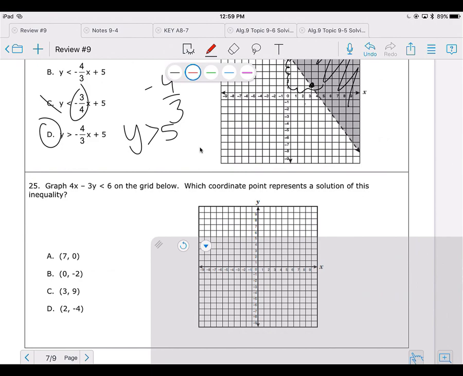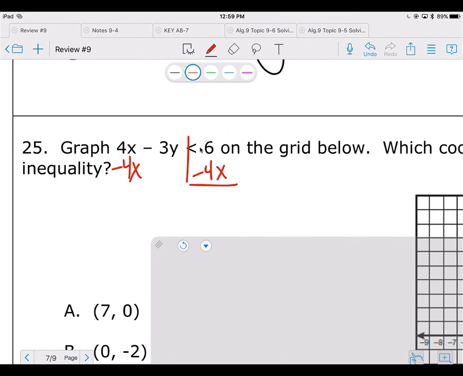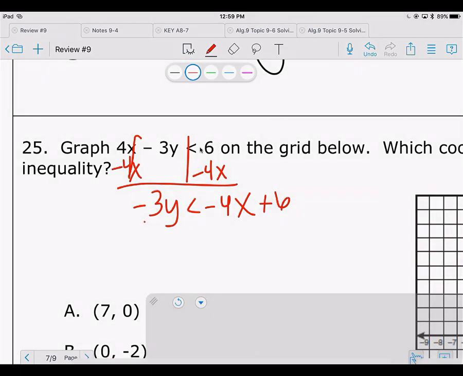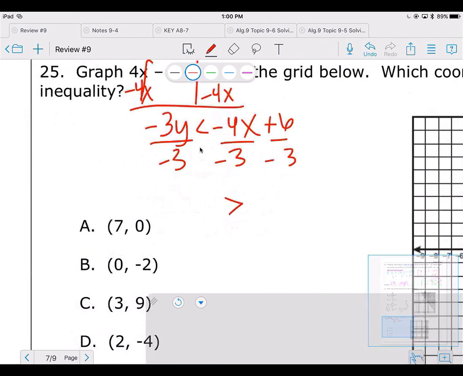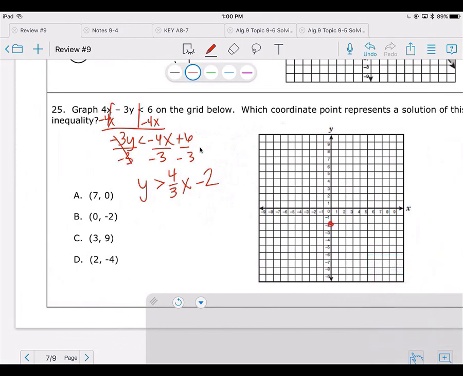25 asks us to graph the inequality on the grid below and then pick a solution. So we subtract 4x from both sides in order to solve to graph. Divide everything by -3. Because I am dividing by -3, my sign is going to flip. 4 divided by 3 is 4/3, and then -2. So I go down to -2, go up 4, right 3, up 4, right 3. It is a dashed line, so the line is not included in my solution. Y is greater than -2, so we go above -2.